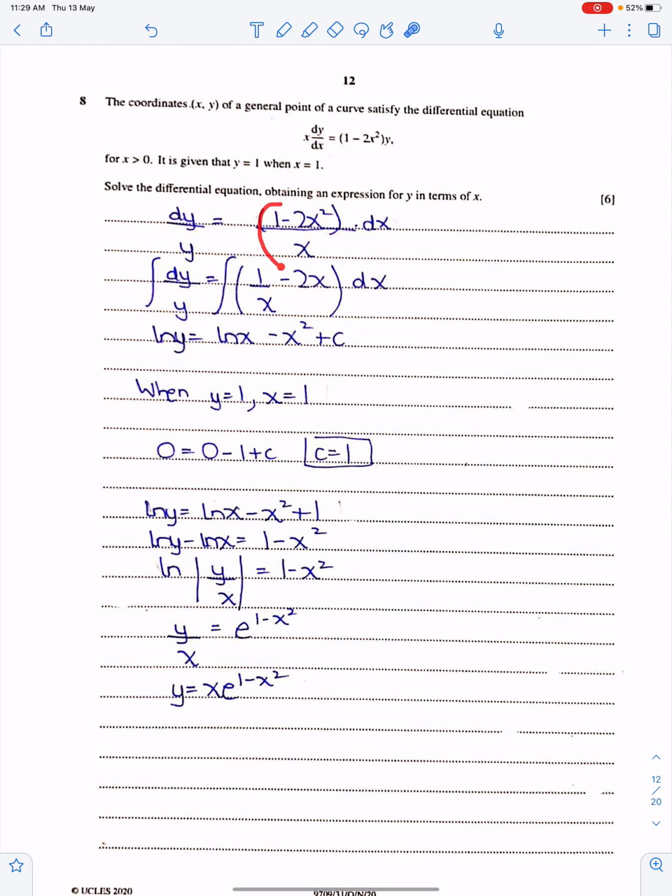Now break the LCM. This is the simplified form. Now the integral of this is ln y, and this will become ln x. This will become minus x square plus c. By substituting x1 and y1 into this equation, we have the value of c. By substituting c back into this equation, we have this equation.